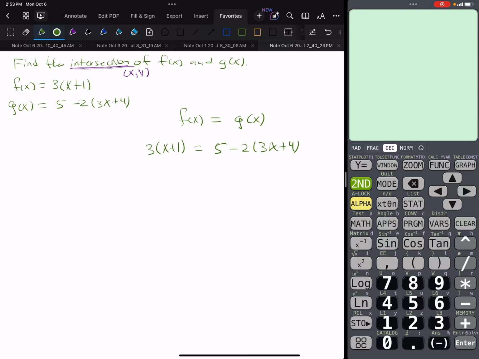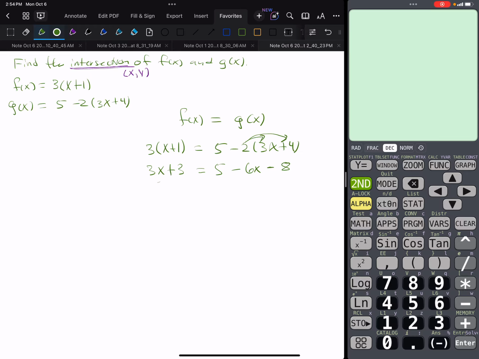Okay, well, let's distribute that 3. So I have 3x plus 3 equals 5 minus, and what's keeping me from getting at this x? It's the same reason I distributed that 3. What was keeping me from getting at that x was the parentheses. So I've got to get rid of the parentheses. And so I'm going to distribute this -2 through those parentheses so that I have access to that 3x. Of course, it's not going to be 3x anymore. Now it's going to be -6x. And that'll be -8.